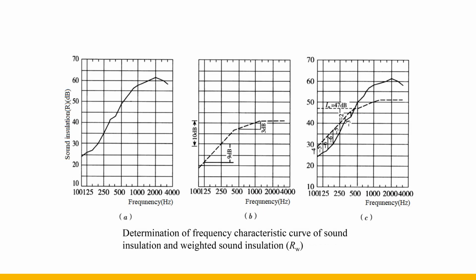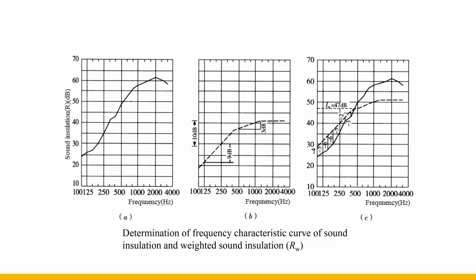Plot the measured amount of air sound insulation in the one-third octave band, accurate to 0.1 decibel, as a frequency characteristic curve of sound insulation in Figure A, and plot the one-third octave air sound insulation reference curve in Figure B with the same coordinate scale, overlaid on Figure A as shown in Figure C. The abscissas are overlapped, and the 0 decibel ordinate of the reference curve is aligned with a certain integer ordinate of the frequency characteristic curve of sound insulation.